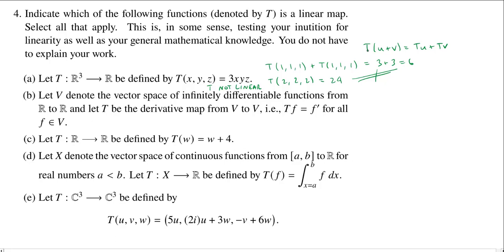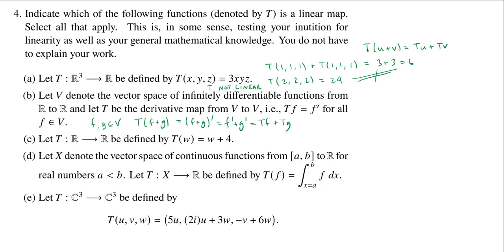Well, the answer here is going to be yes, because we all took Calc 1 and we know that the derivative is additive and homogeneous. So if I have f and g in V, and I apply T to the sum, then this is going to be the derivative of the sum. But the derivative of a sum is the sum of the derivatives. So this will be f prime plus g prime. But f prime is Tf, and g prime is Tg. Hey, there's our additivity condition.